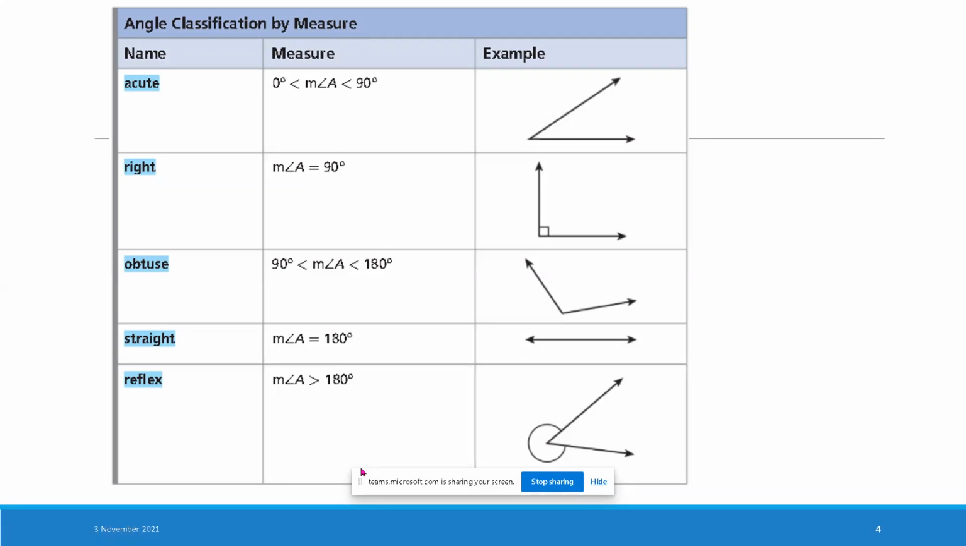We say that if the angle is between 0 and 90, it's acute. If it is equal to 90, it is a right angle. If it is greater than 90 and less than 180, it's obtuse. If it is equal to 180, it's straight. And if it's greater than 180, what do we call it? Reflex. Thank you.